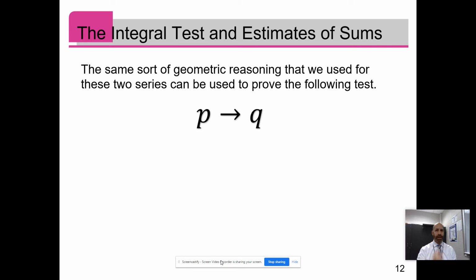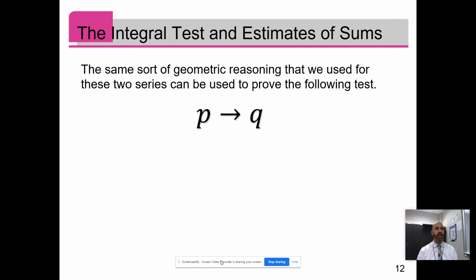Okay, so now we're going to get to the most important slide. I guess there are two. This is one of the two most important slides. This same sort of geometric reasoning can be used for these two series, and can be proved using the following test. Now, before I show you the theorem, the test that I want to do today, I want to remind you of P arrow Q. So this is an if-then statement. We go all the way back to geometry and we talk about logic. If P, then Q. So in order to conclude Q, P must be true.